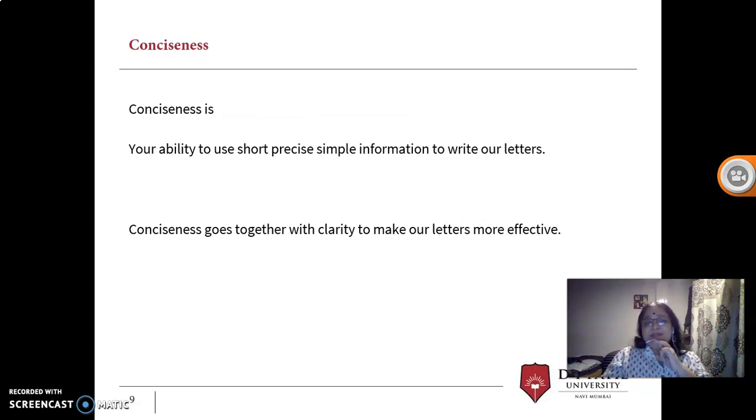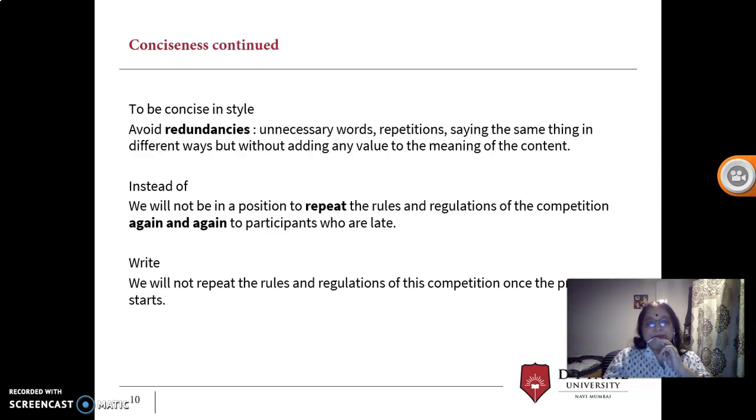Now, the next principle, very important, and we take it along with clarity, is that your letters should be precise. So, your ability to use short, precise, simple information, that is conciseness. So, it goes hand in hand with clarity. So, they make your letters effective.